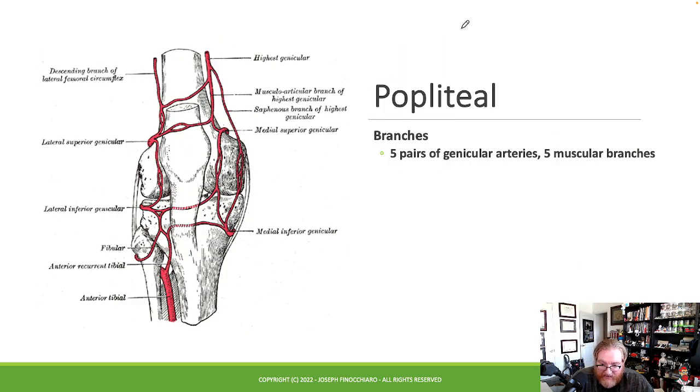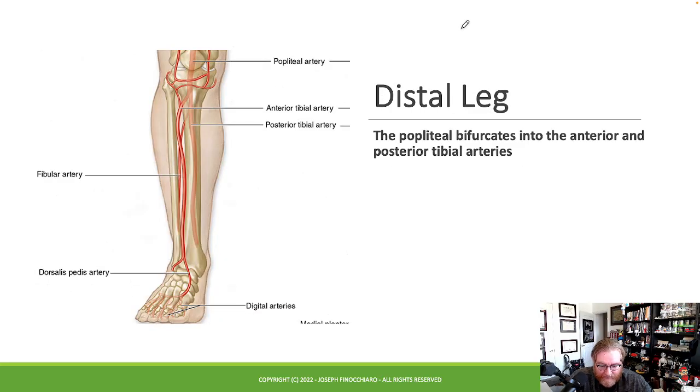And despite this being a pain in the butt and small to begin with, it has branches: 5 pairs of genicular arteries and 5 muscular branches. So when you're in there, there's lots of little other things that come off of this. Again, I would rather just raise a tibial. There's only one. The only thing that comes off of that is itself. It terminates at the ankle.